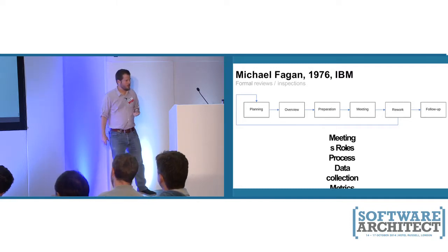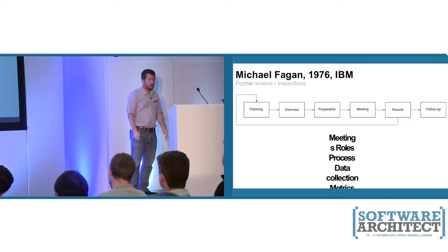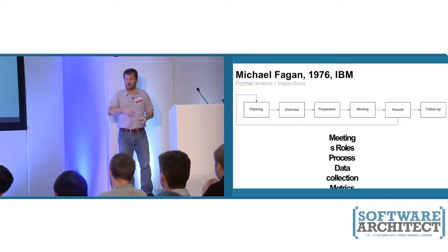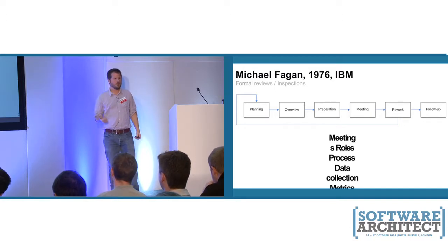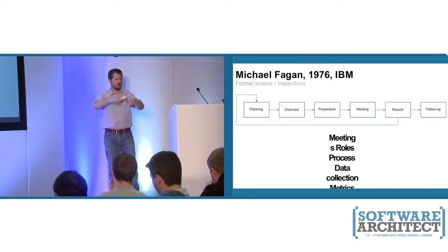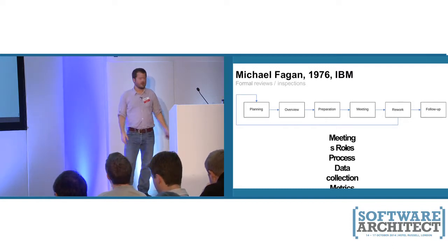Now, the work that Fagan did was groundbreaking in many ways. It showed that this kind of stuff could be studied, even if it could only really be studied at scale at a company like IBM or Motorola or HP, where they had a large enough pool of resources to draw from. But nevertheless, it started happening.